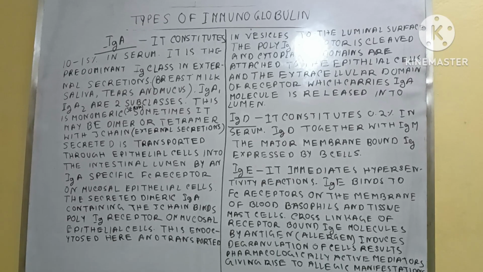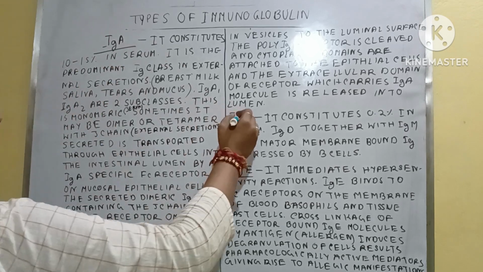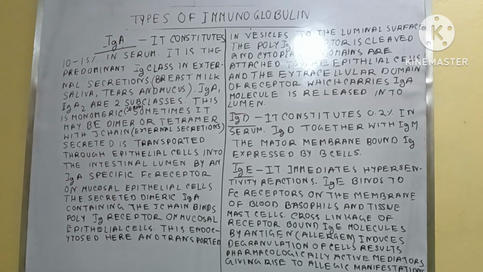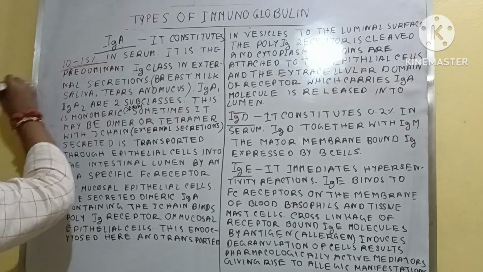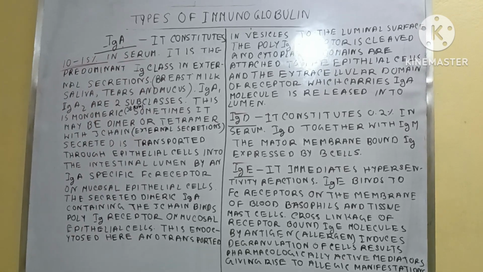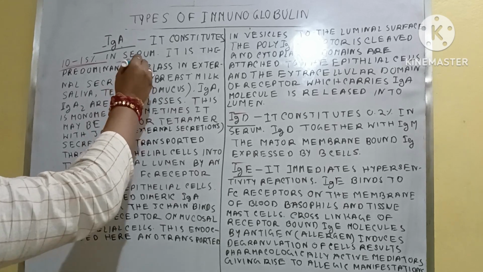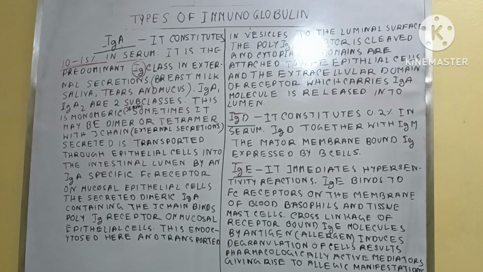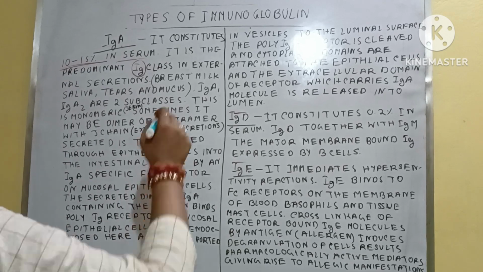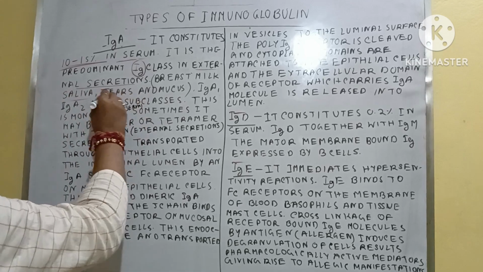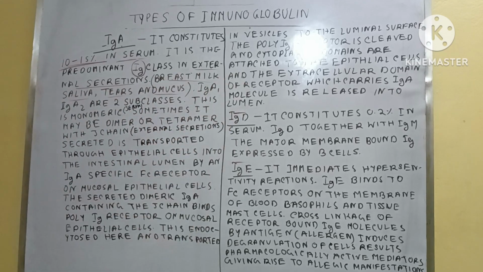Okay, so there are three more types of immunoglobulin. One is IgA, another is IgD, and the last one is IgE. So IgA is generally present at 10 to 15% in the serum, and it is the predominant class of Ig that is seen in external secretions like saliva, tears, mucus, breast milk, etc.